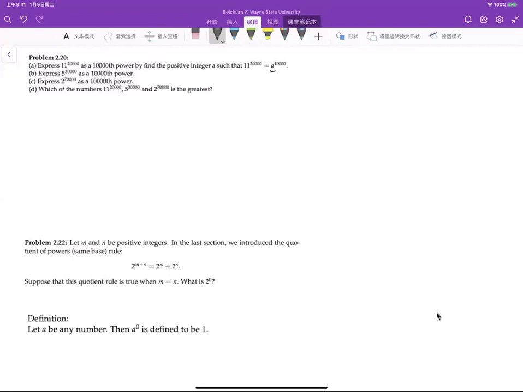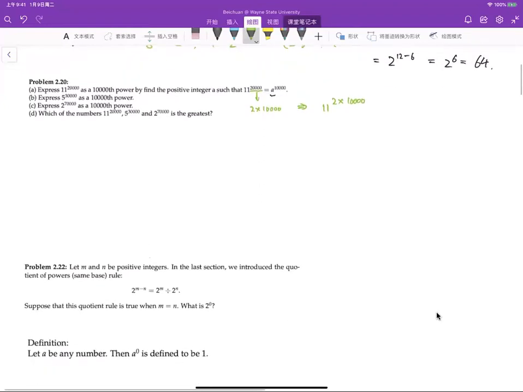Okay, let's see if this is true or not, right? So basically we want to rewrite the exponent 20,000, right? So we want to rewrite it as 2 times 10,000. So in this case, if you rewrite the whole expression, you get 11 to the 2 times 10,000. So here, should we multiply 11 by 2?